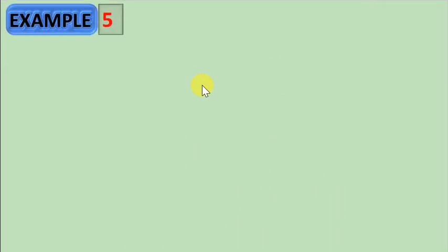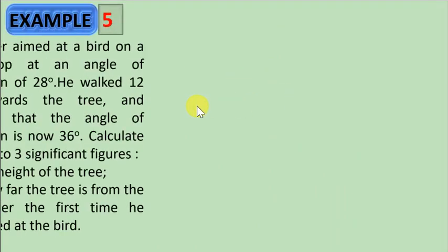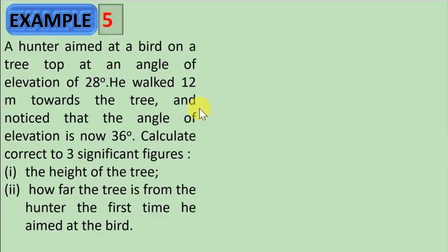Then we're now going to solve the next question. Now, the question says, a hunter aimed at a bird on a tree top at an angle of elevation of 28. He walked 12 meters towards the tree and noticed that the angle of elevation is now 36. Calculate, correct to 3 significant figures, the height of the tree, and how far the tree is from the hunter the first time he aimed at the bird. Once again, we are going to solve this problem, and then we'll make a sketch.